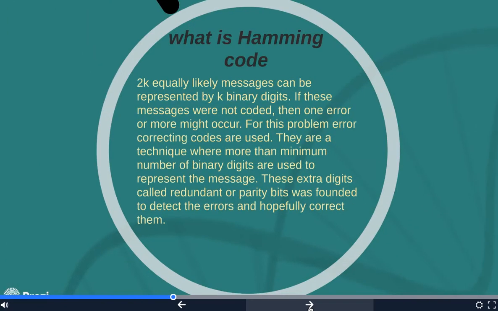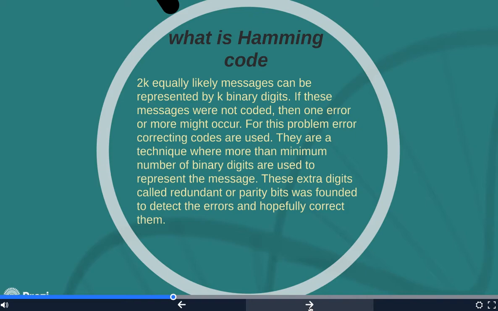And now, what is Hamming code? Hamming code is an error correcting code that can detect and correct errors that can happen while transmitting or saving data. This can be done by adding bits that are called redundant or parity bits.